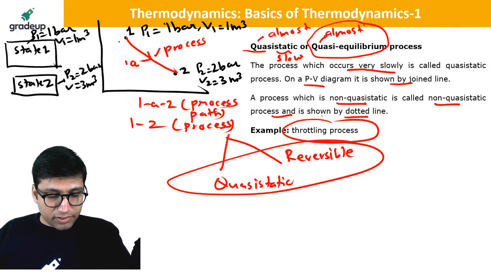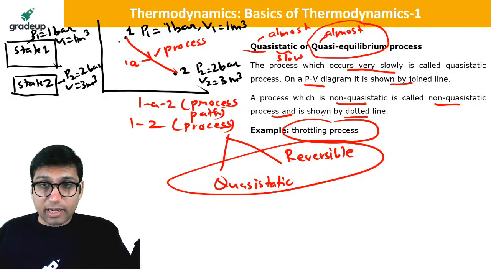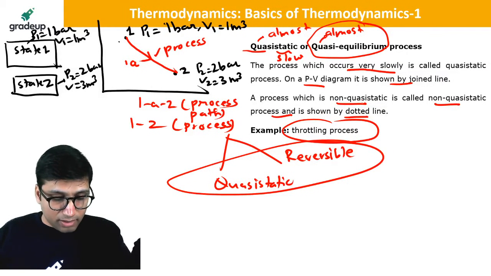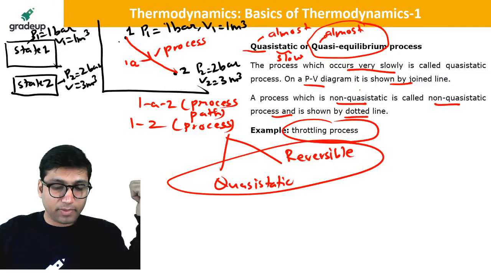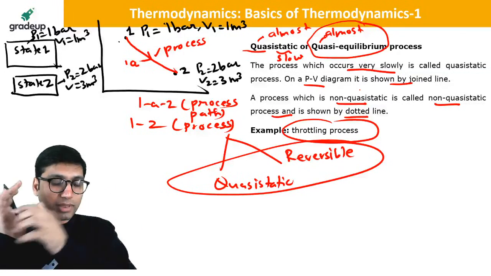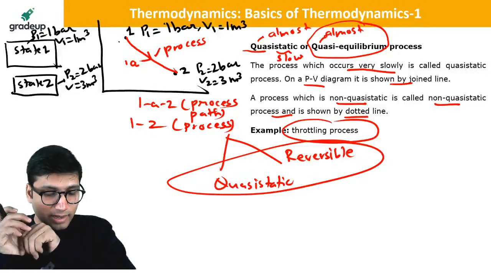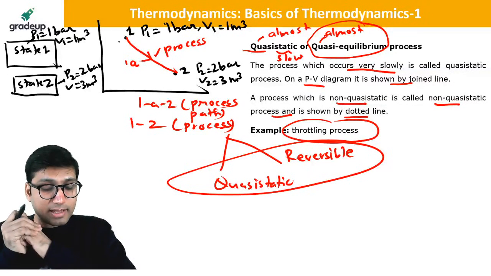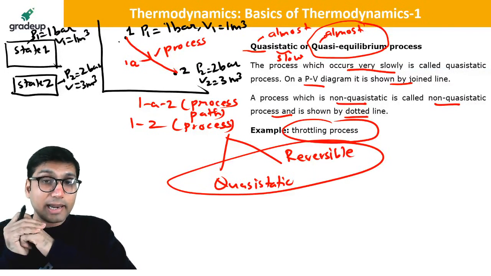Sir, quasi-static definition is not correct. Definition is not correct. Why is it not correct, Divyanshu? Please, can you elaborate? Why do you think that the quasi-static process definition is not correct? Okay, you think like that.